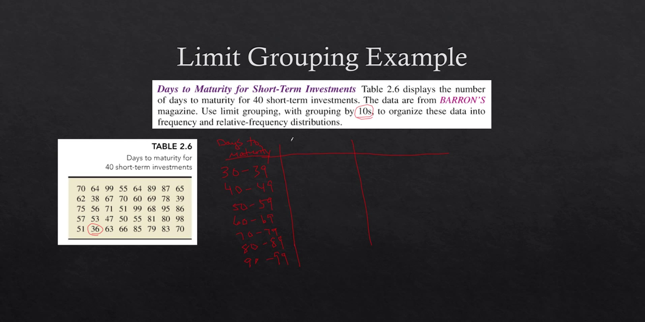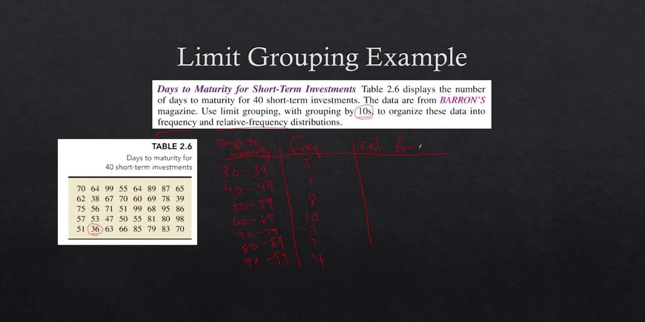Now, they want frequency and relative frequency. So let's look at the frequency first. So how many are in each class? So how many are in the 30 to 39 range? Well, if you count that up, there should be 3. How many are in the 40 to 49 range? Well, there should be 1, 8, 10, 7, 7, and 4. Okay? Now that would be our frequency.